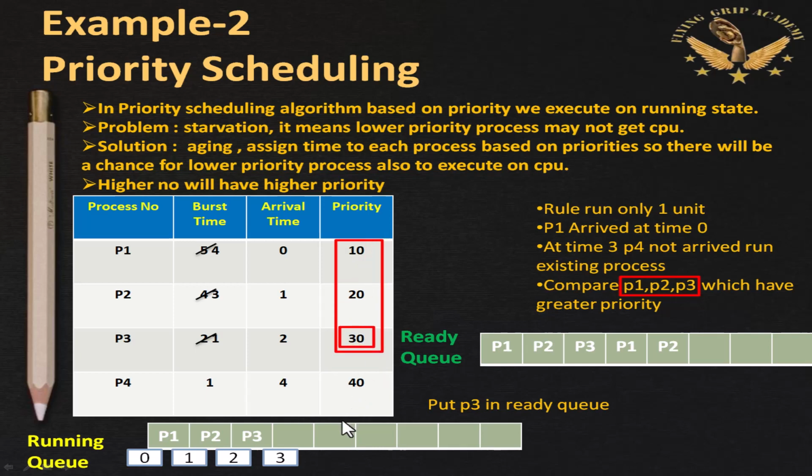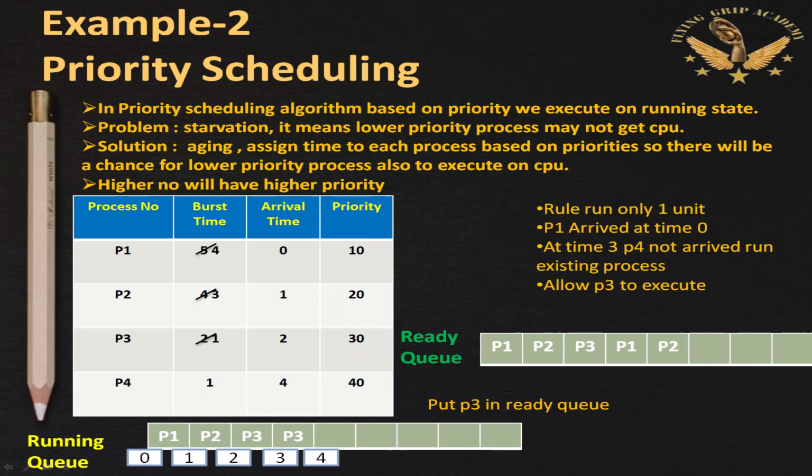So allow P3 to execute so that it will be executing the task and it is going to complete the task, because only one is left for that P3. So P3 has completed its execution. P3 remains 0. So next, what are the processes which arrived between 4 to 5?